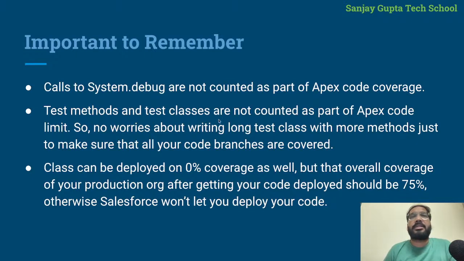Then test methods and test classes are not counted as part of the Apex code limit. So we have an Apex code limit, and these test classes and methods are not part of that. So no worries about writing a long test class with more methods, just to make sure that all your code branches are covered, right? Then classes can be deployed at 0% coverage as well, but the overall coverage of your production org after getting your code deployed should be 75%. Otherwise, Salesforce won't let you deploy your code. Okay, so overall org code coverage should be 75%.